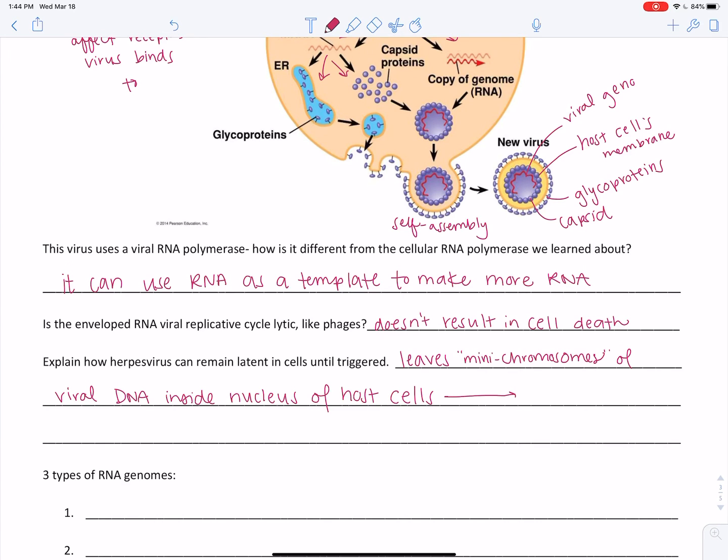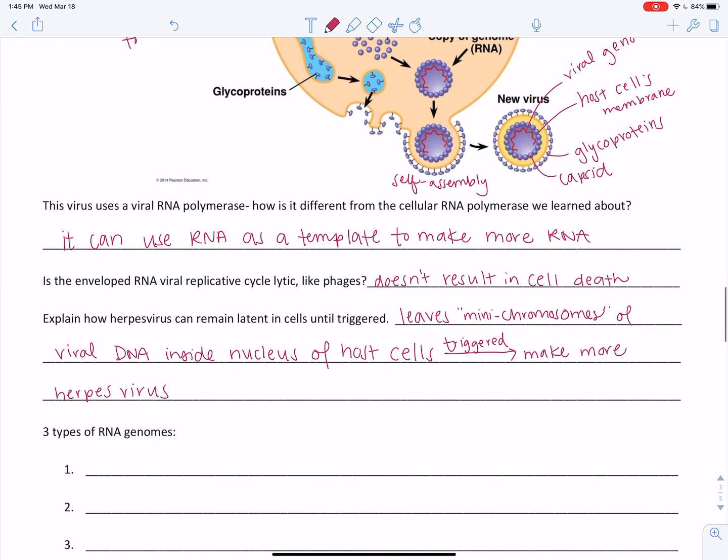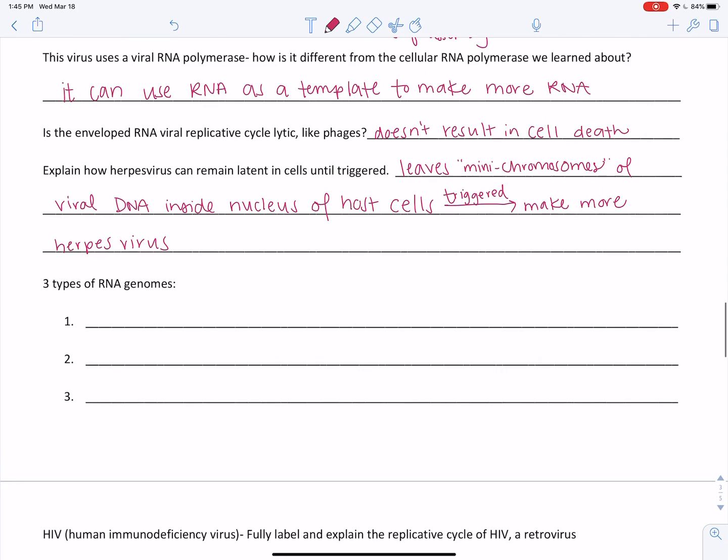If they are triggered, and a trigger might be that the host cell is under a lot of stress, or something in the environment, some sort of chemical, it will make more copies of the virus. So if it makes more herpes virus copies, then those copies can leave the cell and go infect other cells in the host, maybe causing something like a cold sore or another phenotypic effect.